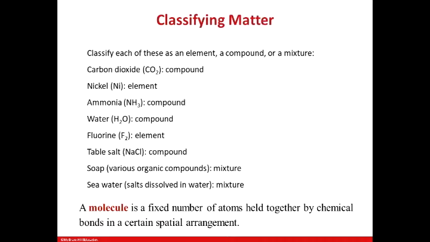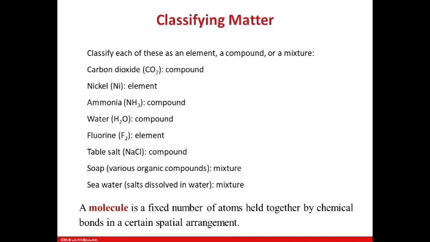We say classify each of these as an element, a compound, or a mixture. We have the answers given to you just for teaching purposes. By the way, if it's in bold, you'll have to memorize that definition. Okay? So take a look at the definition at the bottom of the slide first. A molecule is a fixed number of atoms held together by chemical bonds in a certain spatial array. In other words, we have molecules. That means these are atoms, and these atoms have bonds between them, which fixes them in a particular spatial array. All right? They have a certain orientation.